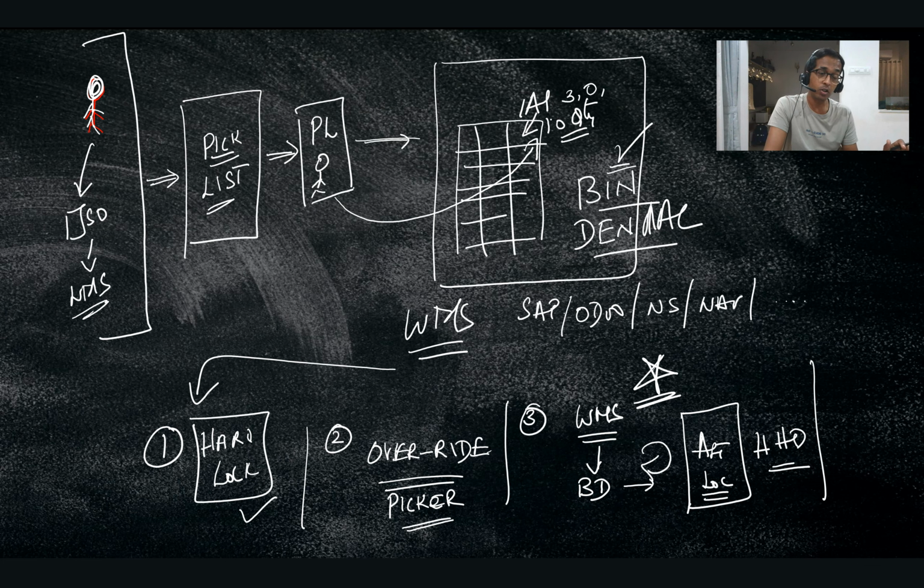In the next set of videos, I'm going to talk very specifically about different types of picking: wave picking, cluster picking, tote picking. There are multiple picking strategies which will improve your productivity and other processes.